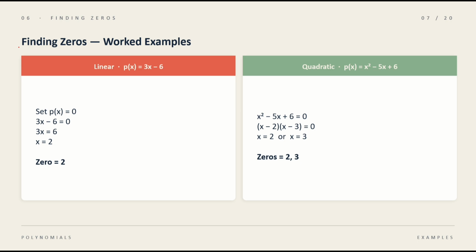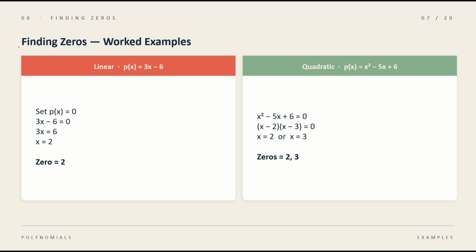Next one. For a quadratic polynomial p(x) is equal to ax square plus bx plus c, a is not equal to 0. There is a relationship between the sum of the zeros and the product of the zeros with the coefficients of the quadratic polynomial. The sum of the zeros is equal to minus b by a, that is, the coefficient of x with negative sign divided by the coefficient of x square.